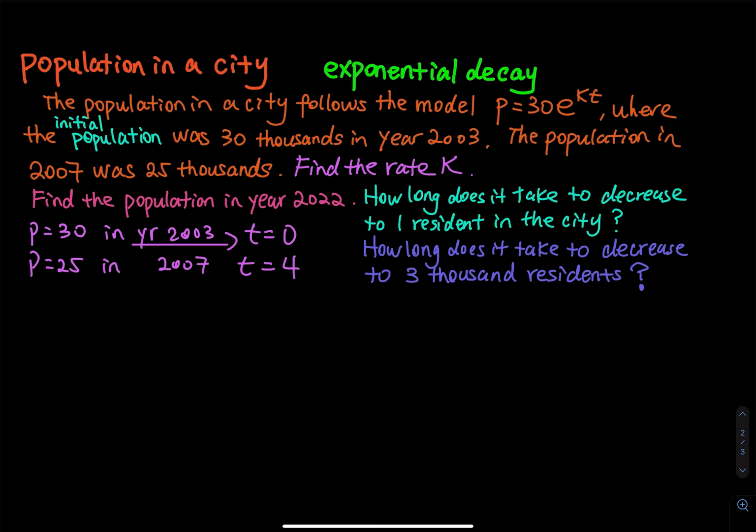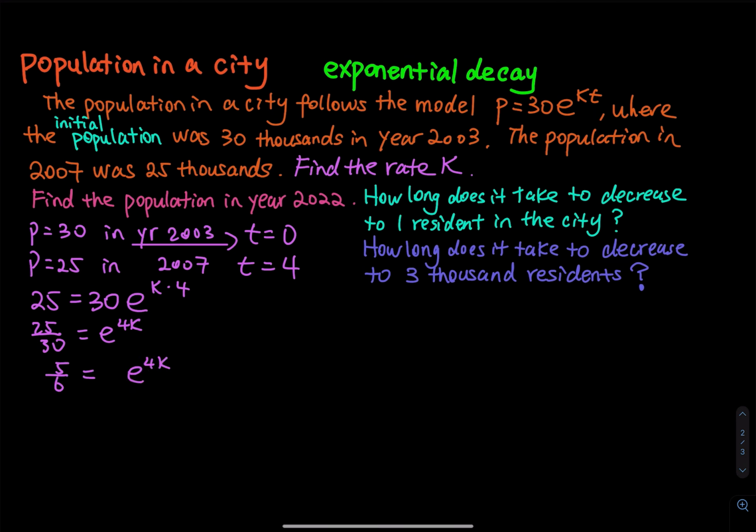So the way we do this is we set up using the 4. We say that 25 equals 30 times e to the power k times 4. You don't know k, so you solve for k. How do you solve for k? You have 25 divided by 30 equals e to the 4k, and this is 5 over 6, equals e to the 4k.